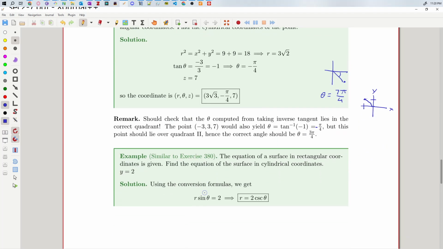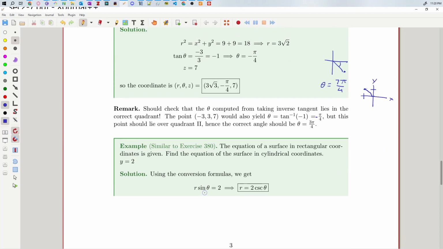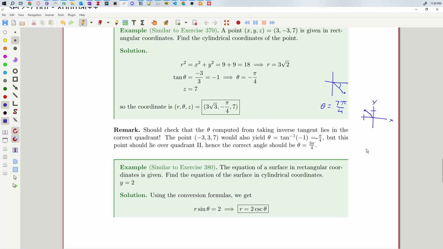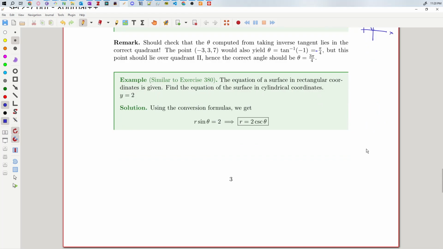Okay. That can arise if your point is actually living in the second or third quadrants. Inverse tangent will force the point to be in the first and fourth quadrants, so you will need to be wary of that when you solve these kinds of problems.